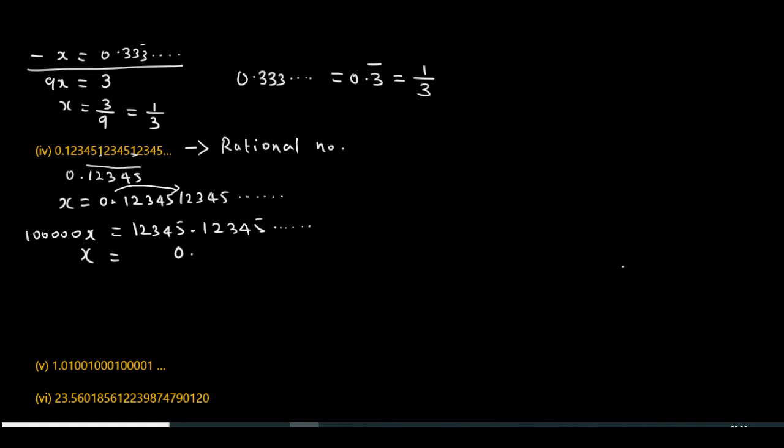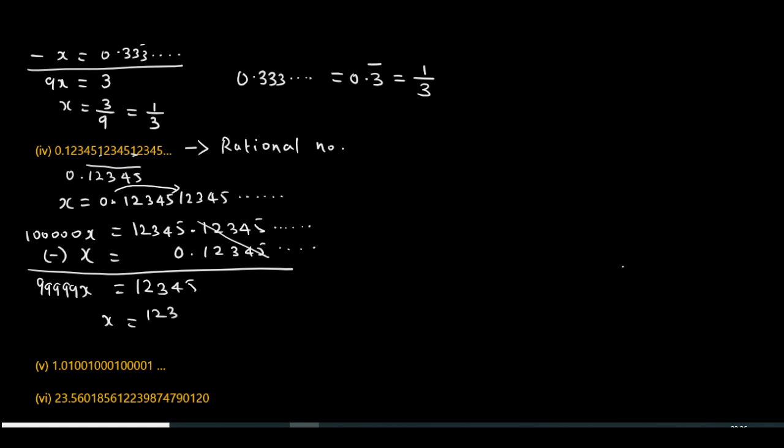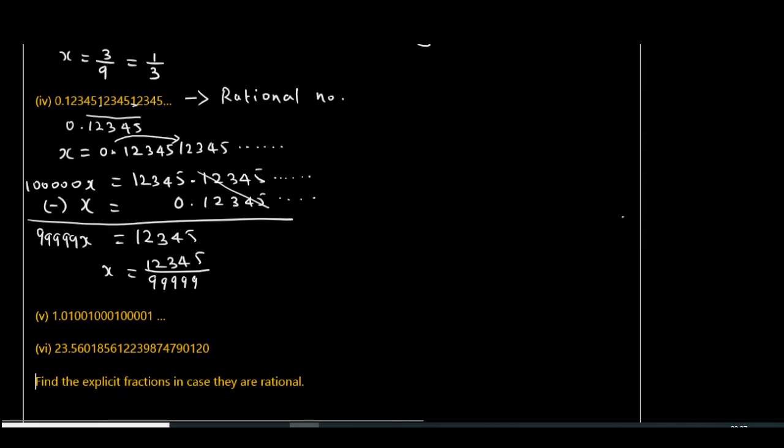Now subtract the x here. x is nothing but 0.12345... While we are subtracting, you will be getting 99999x equals, so all the decimals get cancelled. We are having 12345. So our x is nothing but 12345 divided by 99999. So we are having p by q form. Therefore, the number is a rational number.